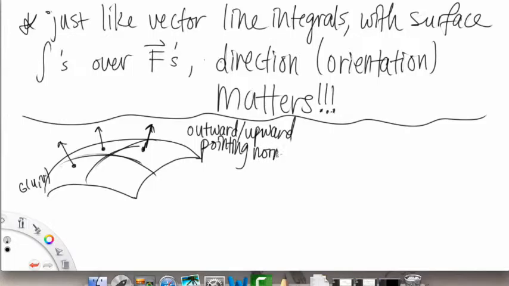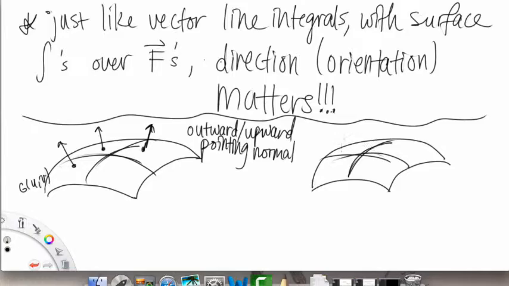On the other hand, if we had a similar graph, but this time at each of these points I have the normals pointing in, like that, and pretend they're under the surface, you can't really see them, then those would be the inward slash downward pointing normal. However they word it in the question, you get the idea.